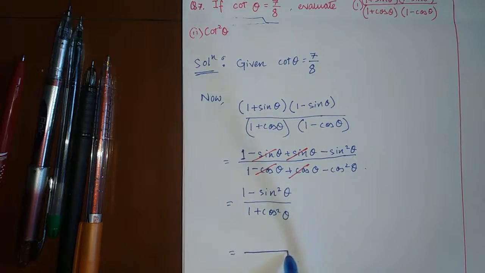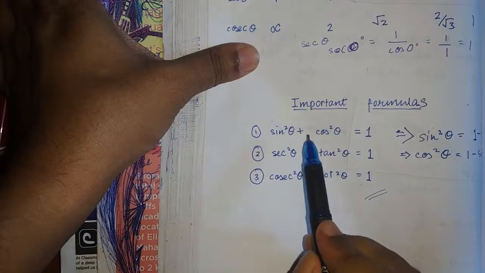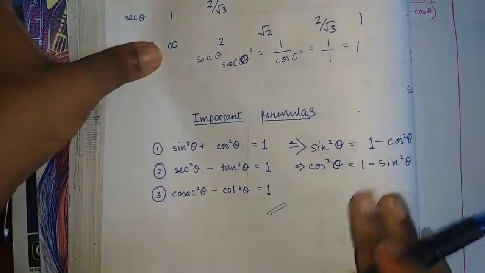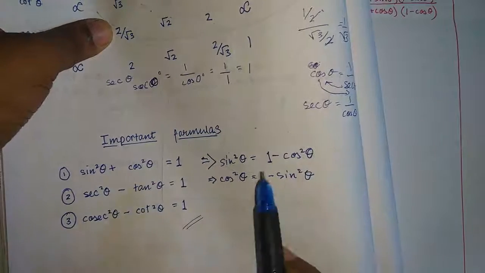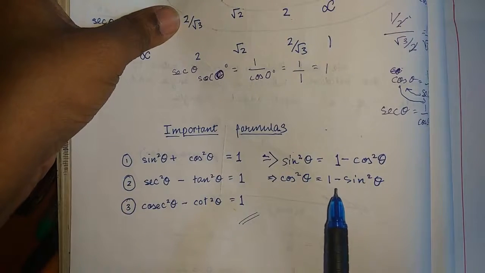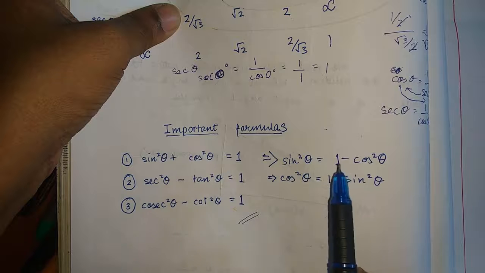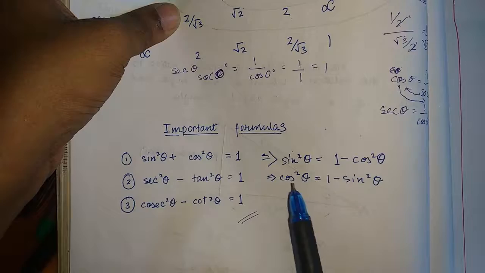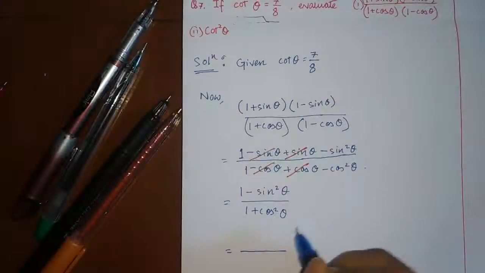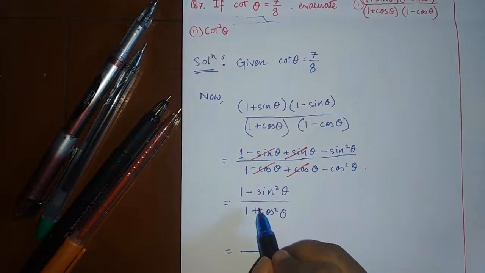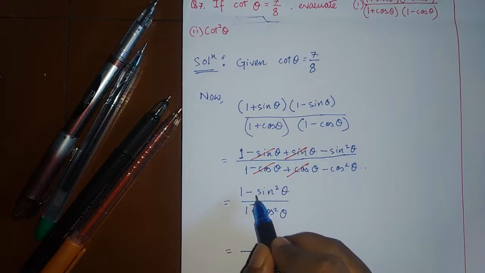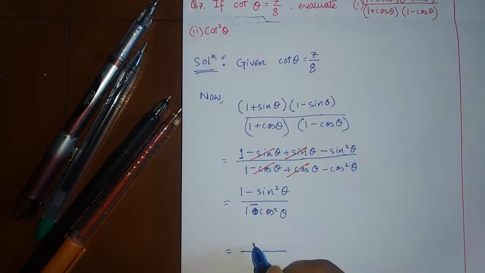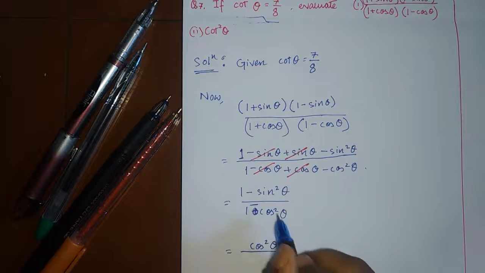Now, as I have told you earlier, by the help of this formula, sin square theta plus cos square theta is equal to 1, we have found out the value of 1 minus cos square theta and 1 minus sin square theta. So 1 minus cos square theta is equal to sin square theta, and 1 minus sin square theta is equal to cos square theta. You just have to plug in the values. So 1 minus sin square theta is cos square theta, and 1 minus cos square theta is sin square theta.